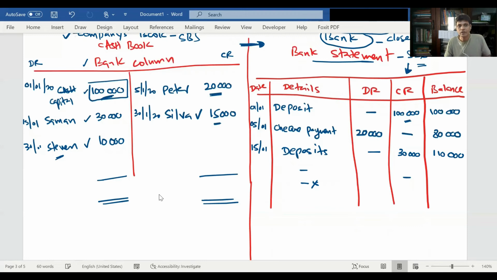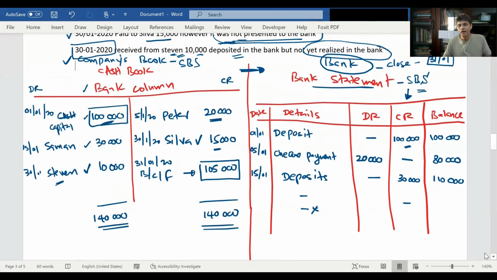Someone received 30,000. Stephen also paid 10,000. So 140,000. Here also 140,000. So the balance will be 105. 31st January 2020, balance carried forward 105. However, as you can see, the bank statement balance is 110. Now at the end of the month, by 31st January, the balance is 110,000.